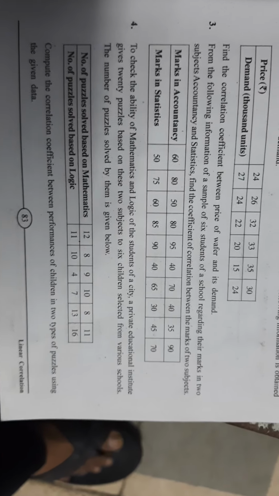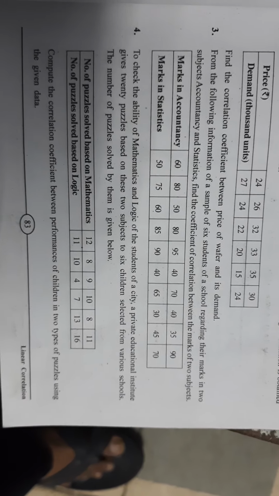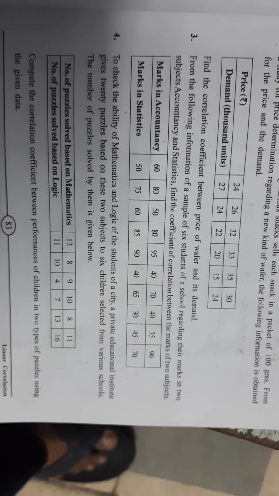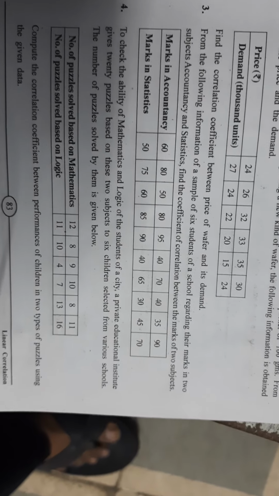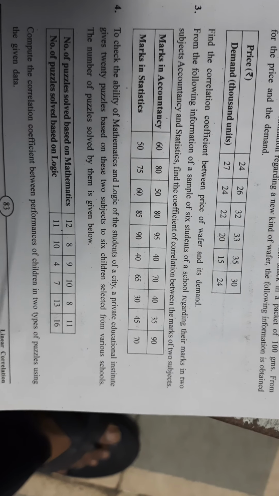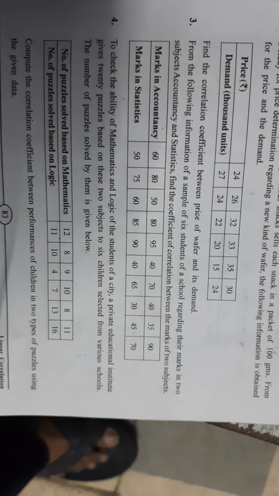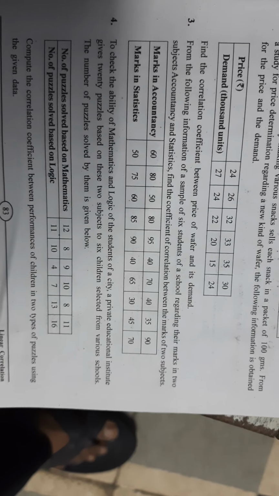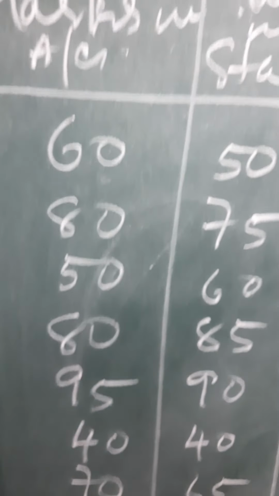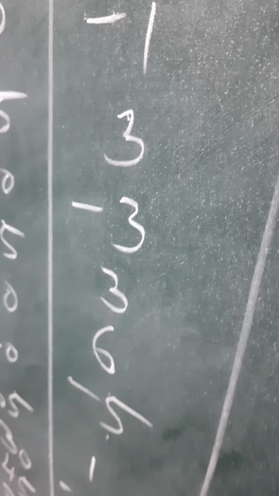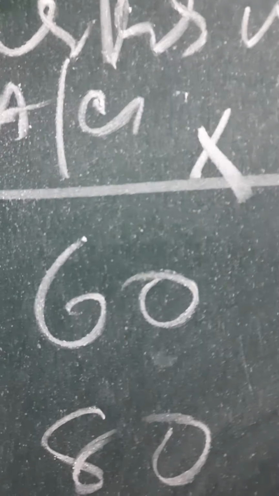We go to question number 3 of your textbook on page number 83. Here, marks in accountancy and marks in statistics are given, and you are asked to find out the coefficient of correlation from the data. Now, here we are having two pieces of information, that is marks in accountancy, which is x, and marks in statistics, which is y. So there are two variables.